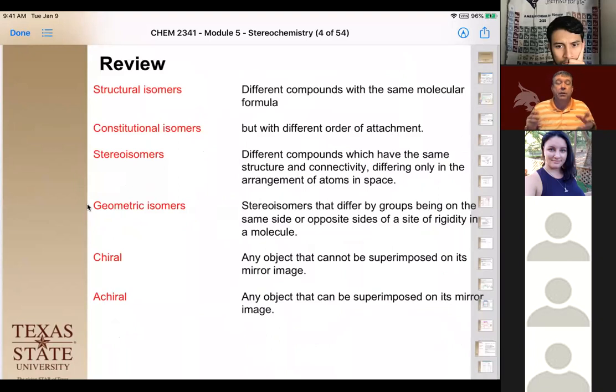So imagine structural isomers can have different functional groups. Constitutional isomers have all the same functional groups, but are attached in a different way. Okay. Stereoisomers are different compounds that have the same structure and connectivity, but are different only in space. And we can have those with alkenes or sp3 carbons with 4 different groups on them.